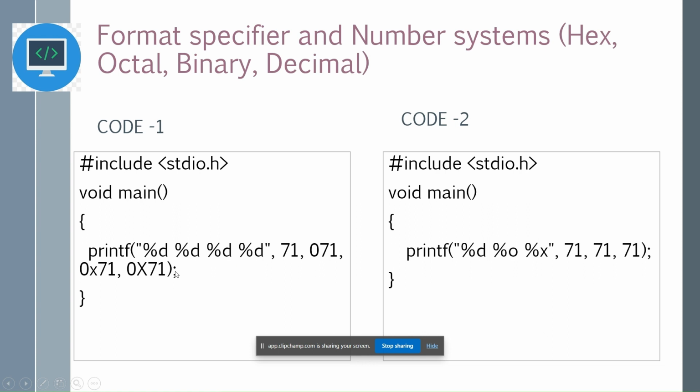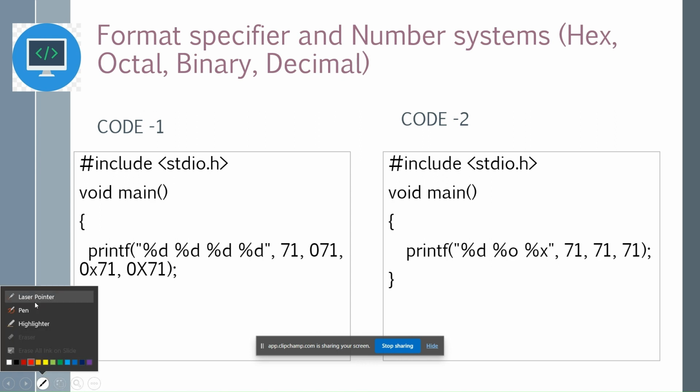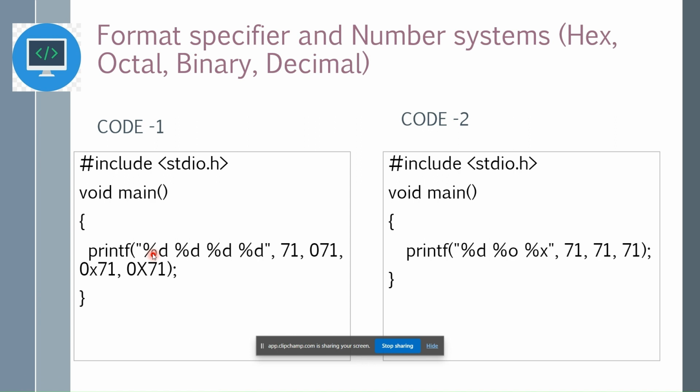Now what will be the answer for this? printf always prints from left to right. So for the first percentage d that you see here, let me take a laser, the 71 is the parameter. That is, 71 will be printed in integer format. So 71 will be the answer.